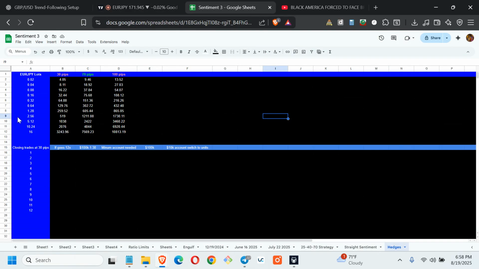I have looked everywhere, and I have done so many hedges all these years. I have never encountered any of these going beyond nine. The worst one ever was, I think, USD JPY, and another one was AUD JPY.